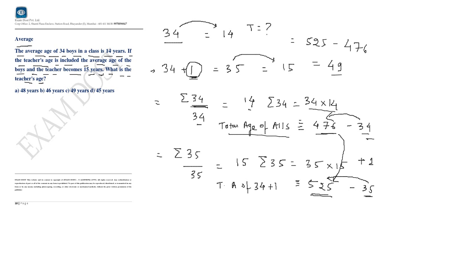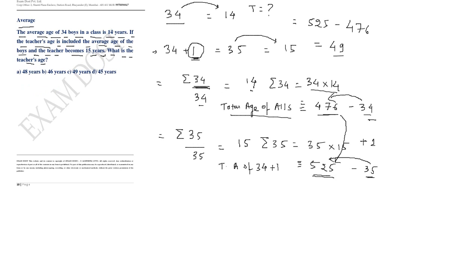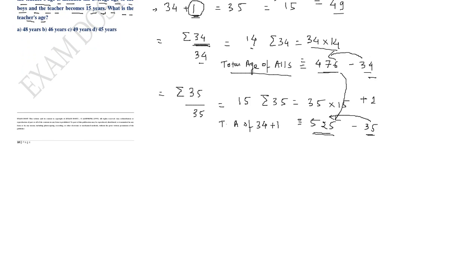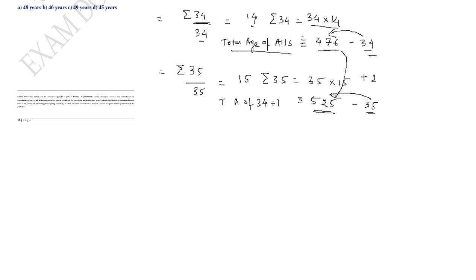Now you can look at this problem in another way also. Such problems may be important in the exam. What we can do is frame a direct method for this. There is a direct formula: the age of the person is equal to the new average plus the number of old members, multiplied by the increase in average.